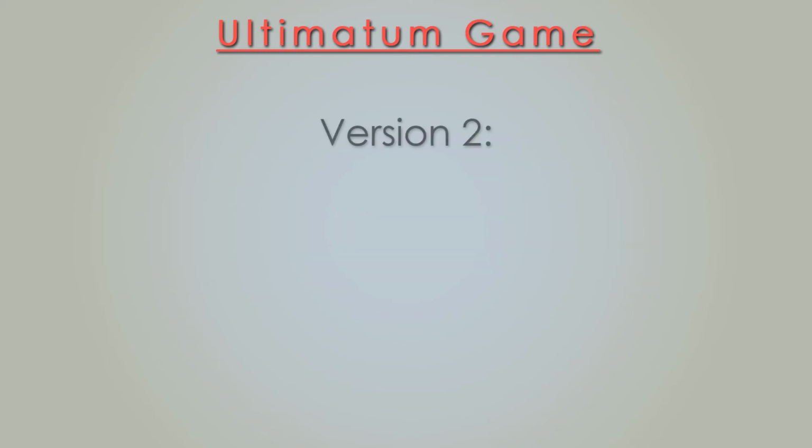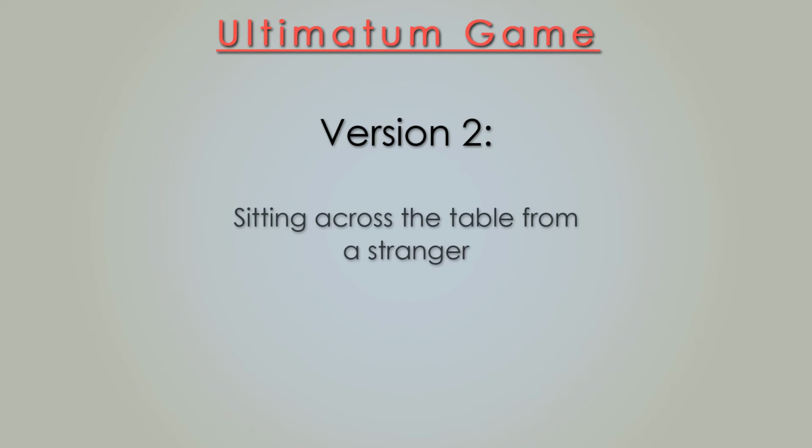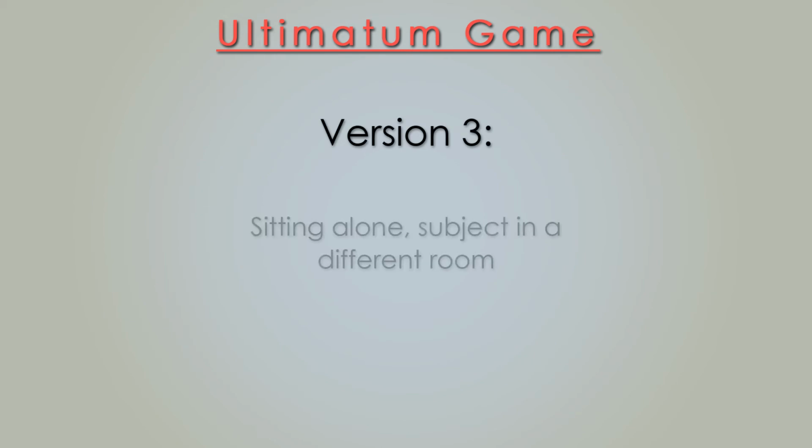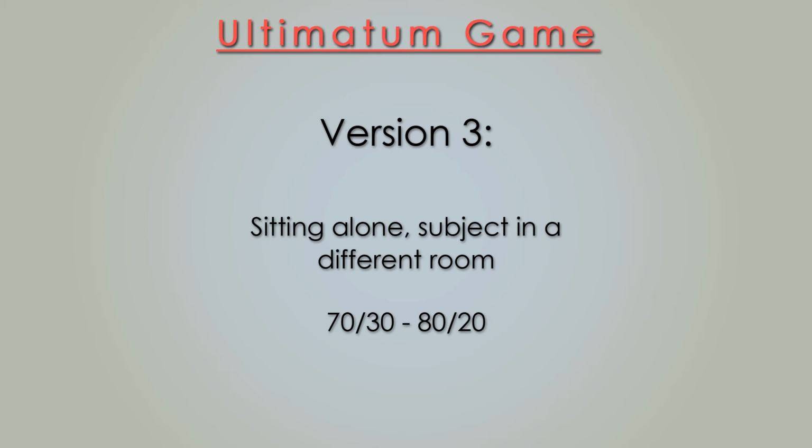Now let's change the version, and the person sitting across from you is a stranger. Now what split do you propose? If you're like most people, it will be between 50-50 and 60-40. In the third version, you're sitting at the table alone. I put the $100 on the table, and you're asked to make a proposal to a subject who's sitting in a different room. Now what do you propose? In experiments, player 1 proposed somewhere between 70-30 and 80-20.